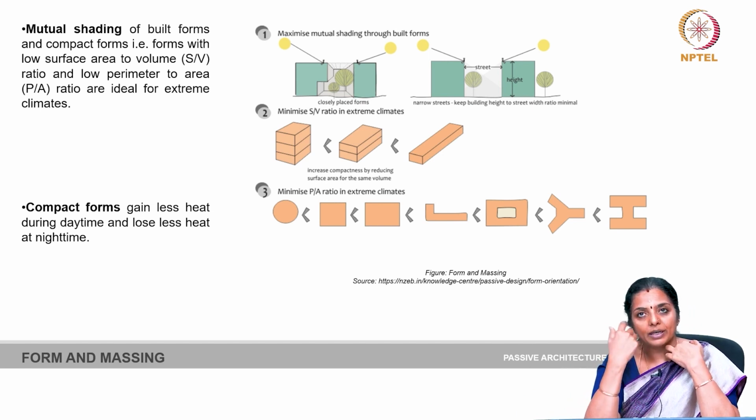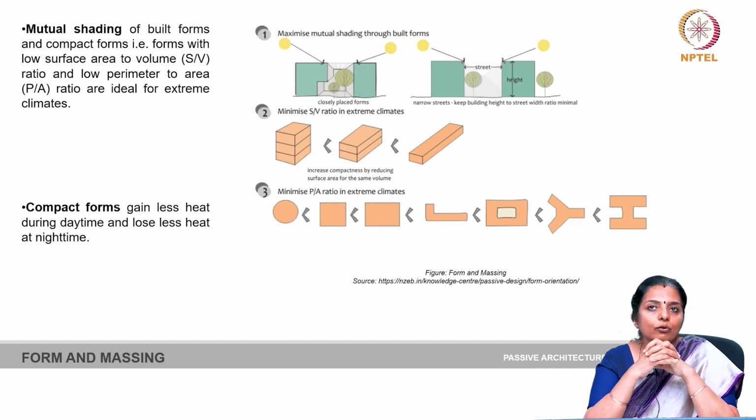Now, mutual shading of built forms is important, but before that, a plan form of a building affects the airflow around and through it. How it affects, we have already seen. It could either aid or hinder natural ventilation. The perimeter to area ratio of the building is an important indicator of heat loss and gain. It therefore plays a role in ventilation, heat loss and heat gain.